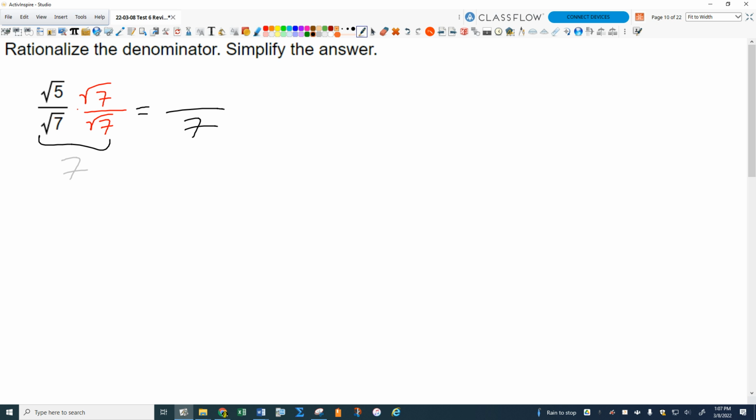On the top, what do I get? Square root of 35. They're both inside numbers, so I'm multiplying them inside the square root, and I get the square root of 35, which I cannot simplify. There are no couples contained in 35, right? Okay, I'm done. Thumbs? Okay.